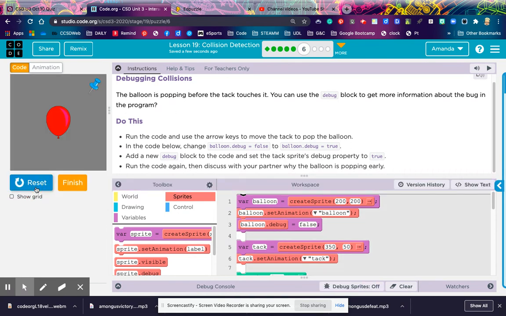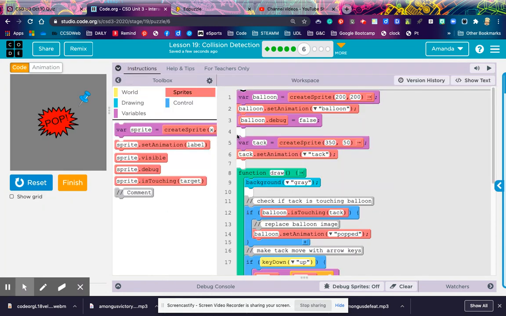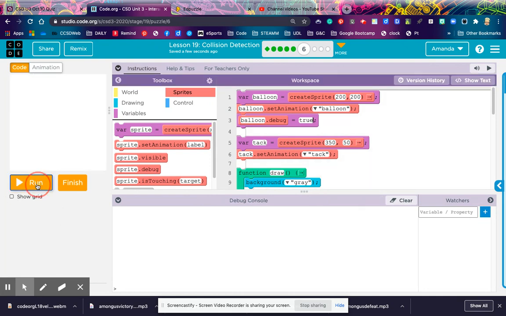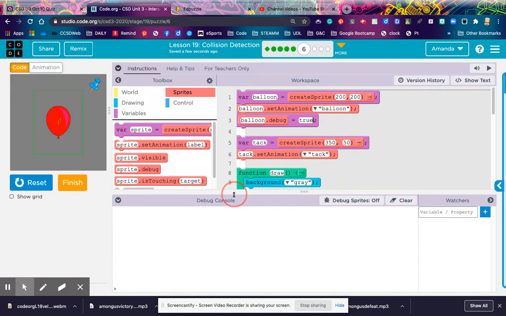Okay, let me run. Moving the tack. Boy, it moves off. Oh my goodness, it popped already. I wasn't even close. I go down, I go over, pop. All right, so let's start here. Got a variable balloon, balloon.debug false. Let's say true. Run and see what happens. We look down here. So something tells me debug sprites on. Reset and run. No, that didn't matter.